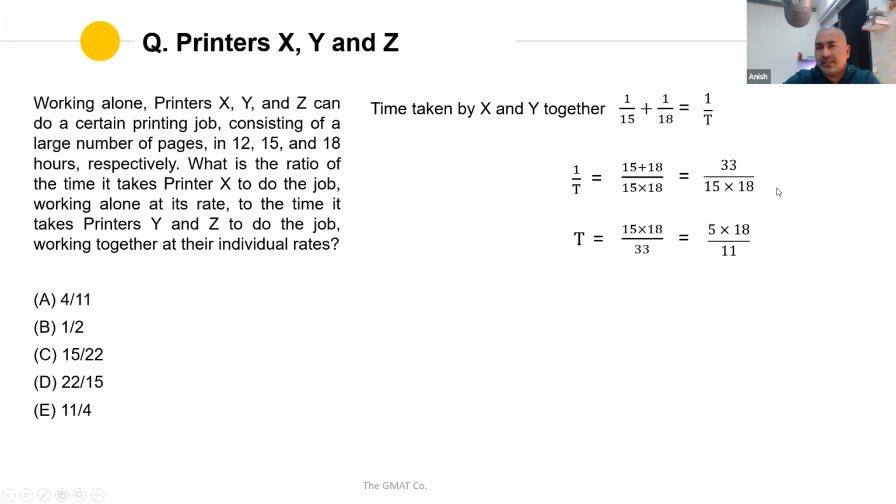I cancelled 1, 3. 5 times 18 or 90 over 11. It's T, basically the time, and everything is in hours. So this is 90 over 11 hours. That's how long this takes, and this shouldn't be X and Y. This should have been Y and Z. My bad there.